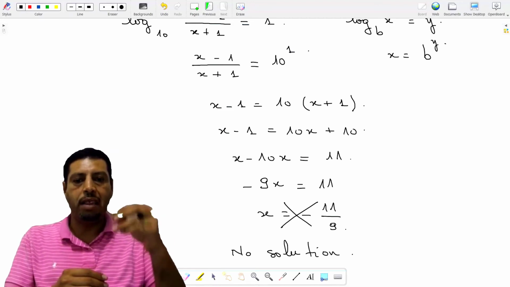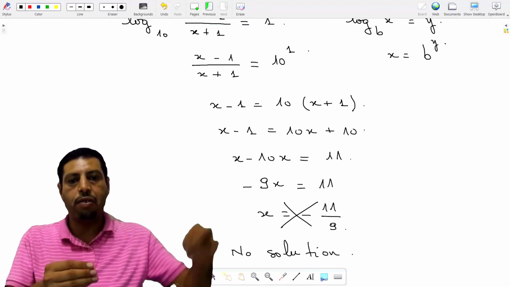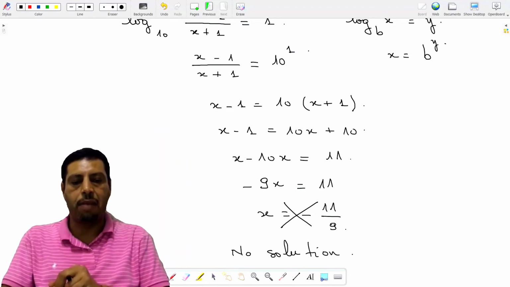So use all these properties to solve your logarithmic equation. And then when you find the solution of your equation, check your initial condition on the domain of logarithmic functions.